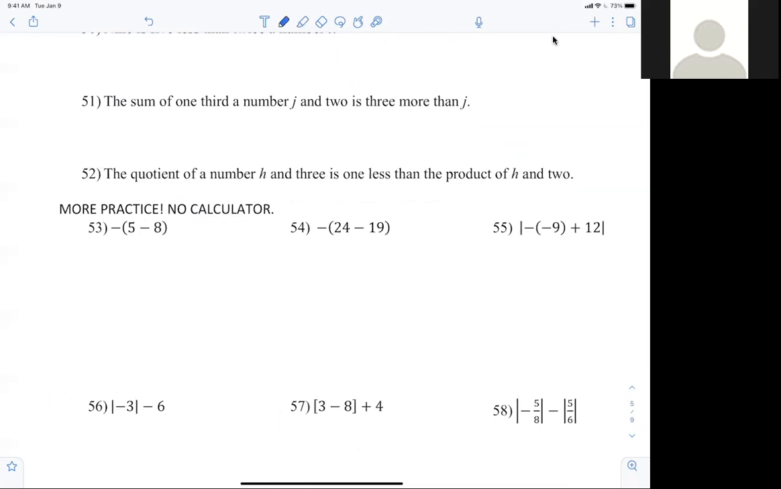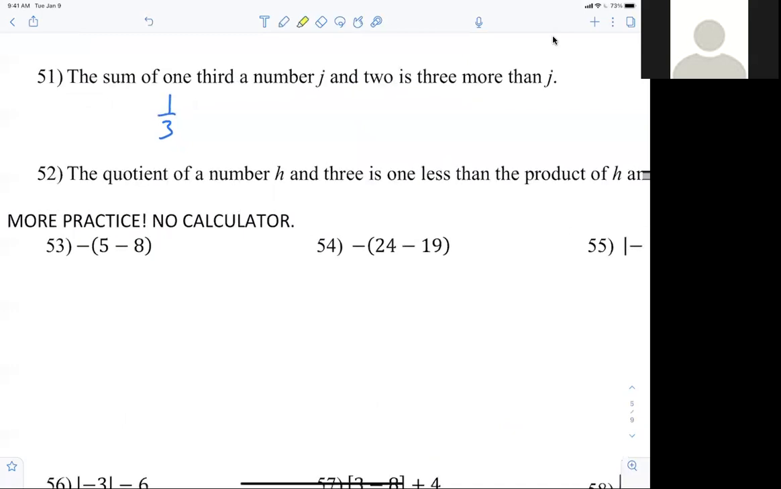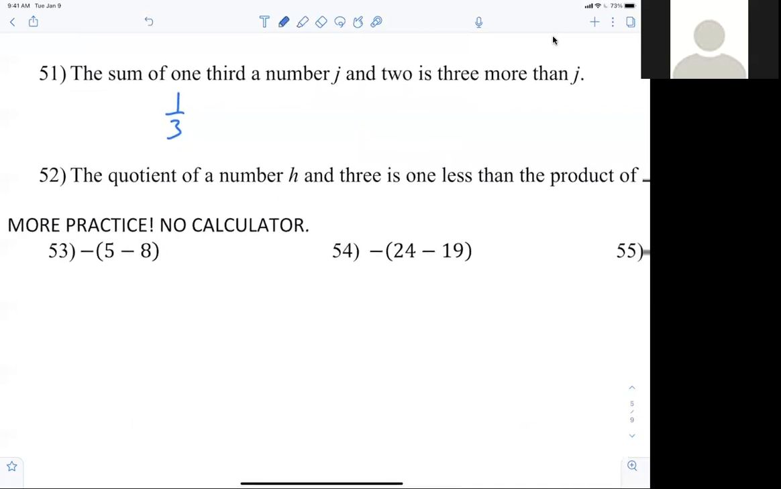So the sum of 1/3 a number J and 2 is 3 more than J. So 1/3 plus J in parentheses. No, and the 2 in front. Wait a minute, wait, hold on. No, I did that wrong. So 1/3 plus J. I'm just going to put what you're telling me.